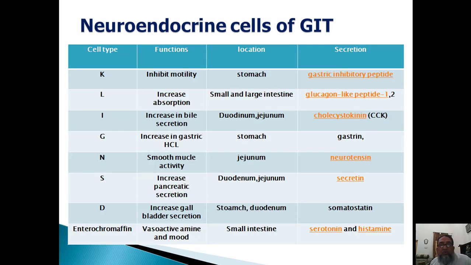Now this chart will tell you all the cell types present within the whole GIT. Cell types K, L, I, G, N, S, and D, and enterochromaffin cell. Function, location, and secretion are important. For academic interest, you will have to memorize this.